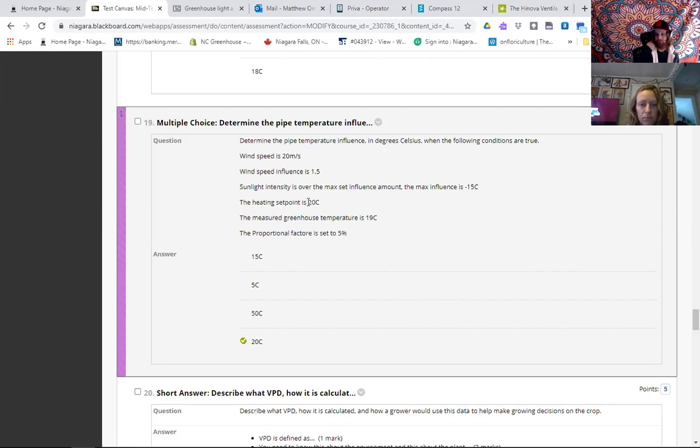Okay, now we have our PID, our proportional factor. So 20 degrees is our heating set point. 19 degrees is where we're at. So there's a 1 degree temperature differential with a proportional factor set to 5. 1 times 5 is 5. We're going to add that 5 to the 15, and we're going to get 20 degrees added to the overall pipe temperature. Okay, make sense?